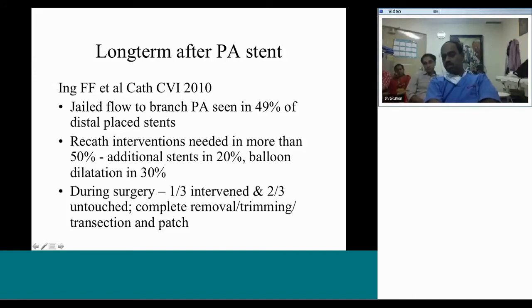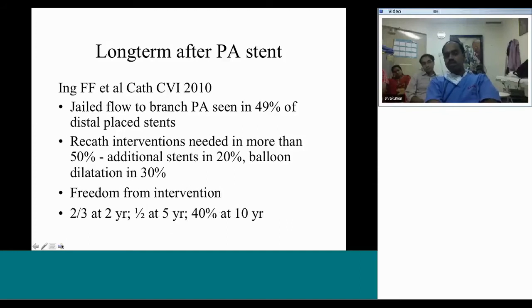During the surgery, whenever the surgeons do the repeat surgery, in 1/3 of the stents they will try to remove the stent and do something, but 2/3 of the times they will not touch the stent, because the stent will be doing far more good than the surgical work.